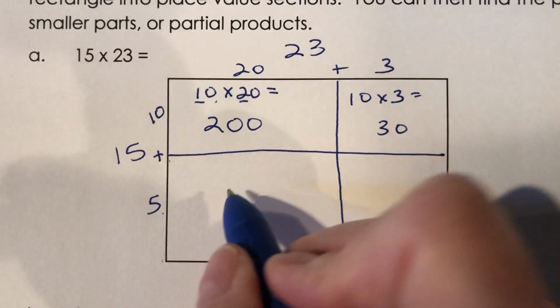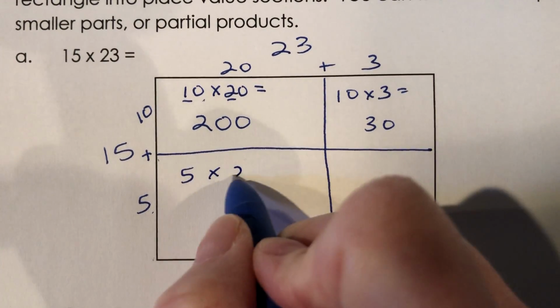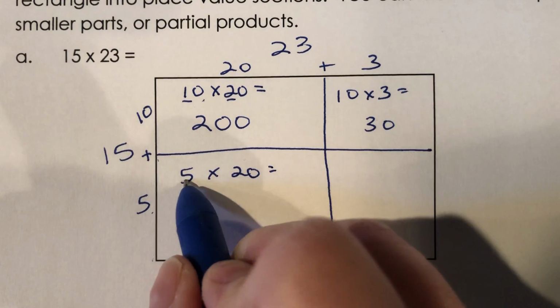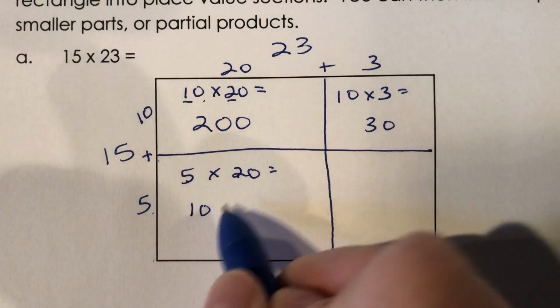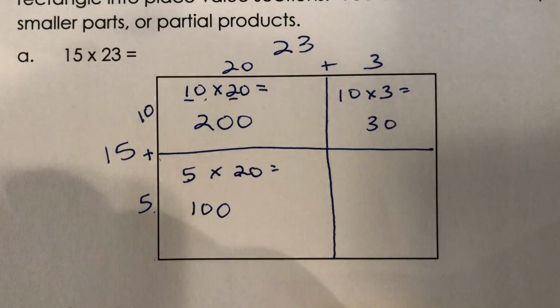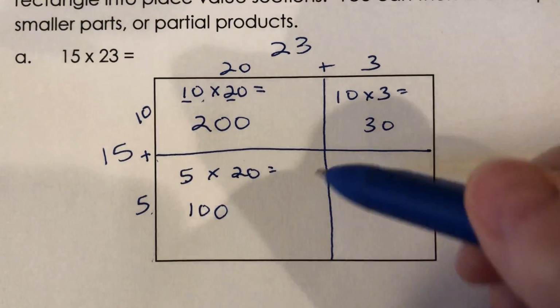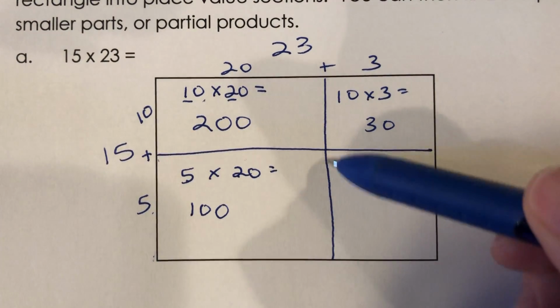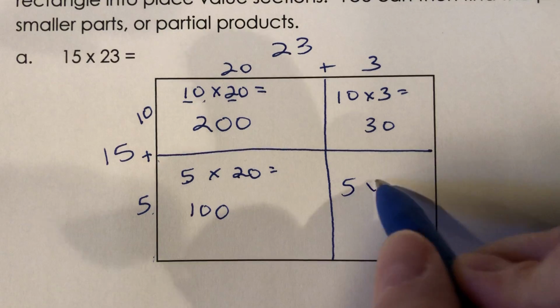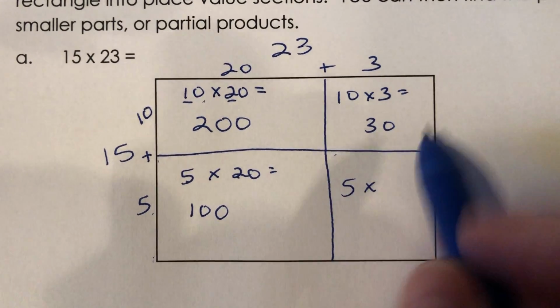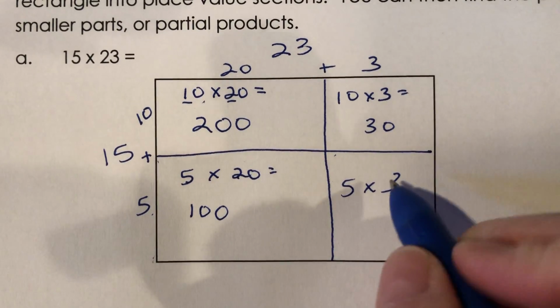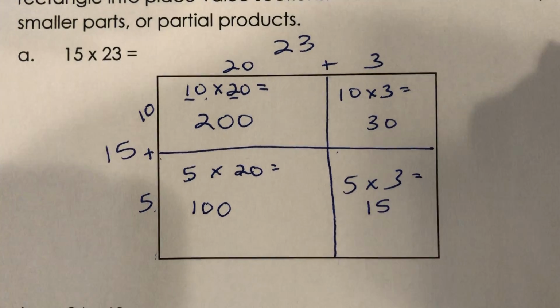Now down here, this rectangle, this side is 5, and this side matches this one. So this is 5 by 20. So I'm going to take 5 times 20, and I know that 5 times 2 is 10, and then there's that extra 0, so 5 times 20 is 100. And for this last little rectangle, if this is 5, so is this. And if this is 3, so is this. So 5 times 3. And that gives us 15.